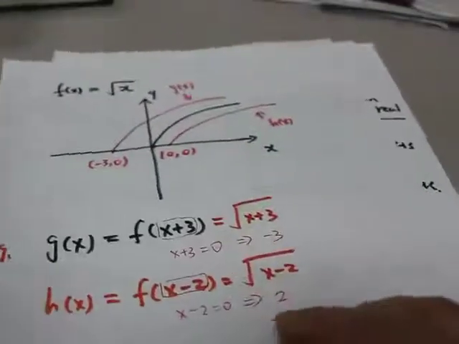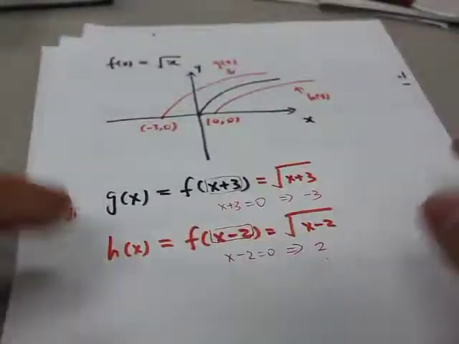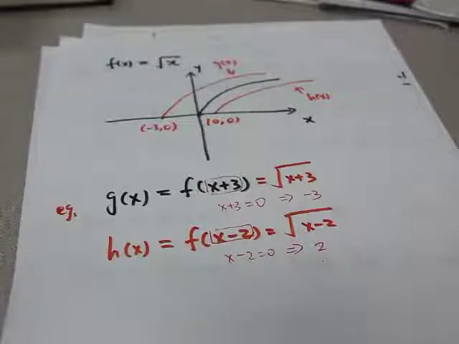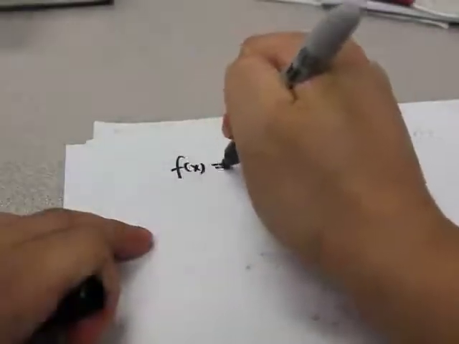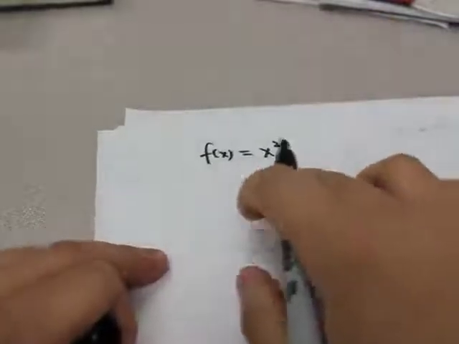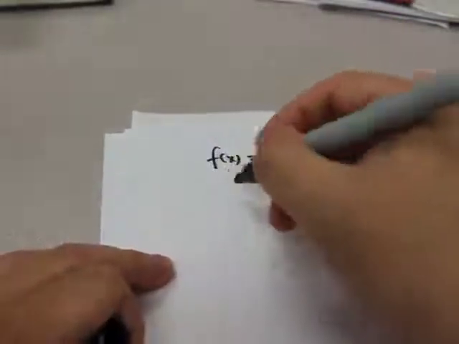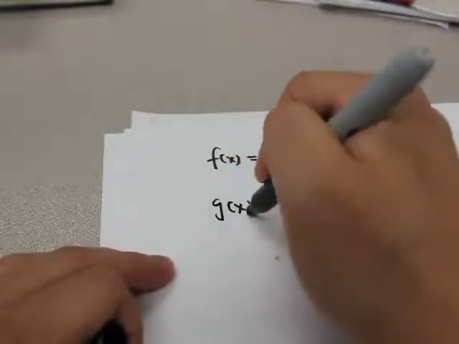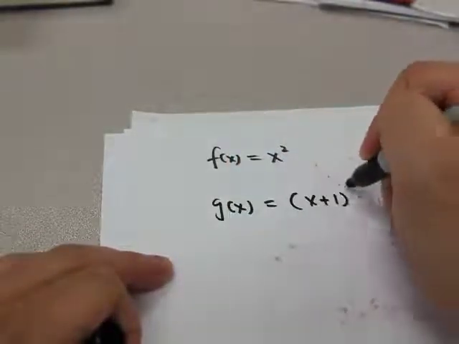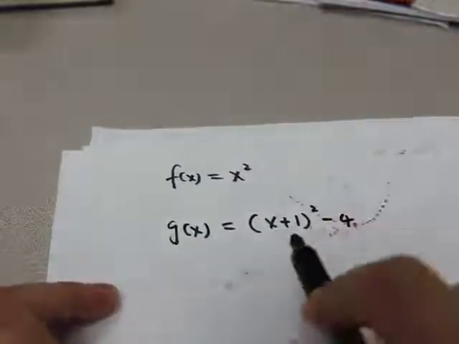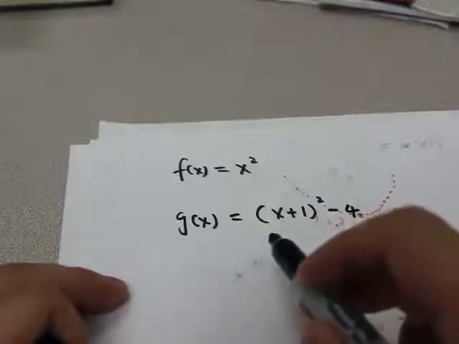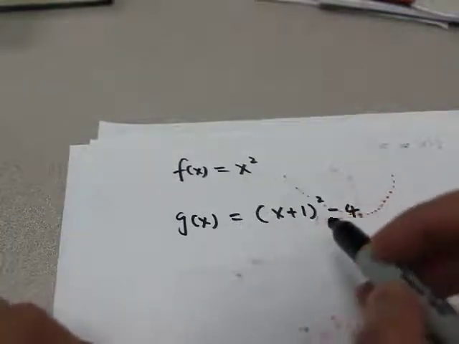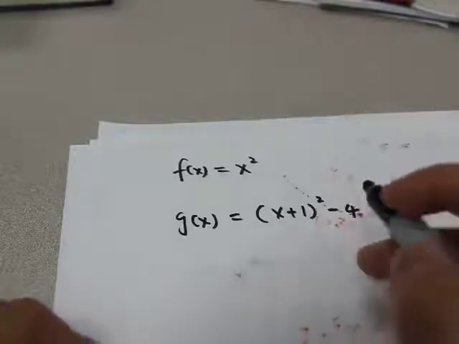Now, sometimes we have both horizontal translation and vertical translation. So for example, we have this squaring function, and we want to graph this function. Now here, this function g of x involves two translations. It involves the horizontal translation and the vertical translation.